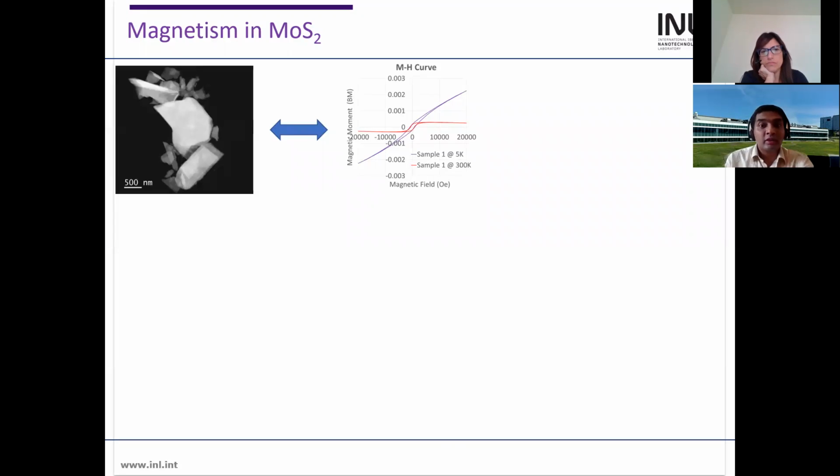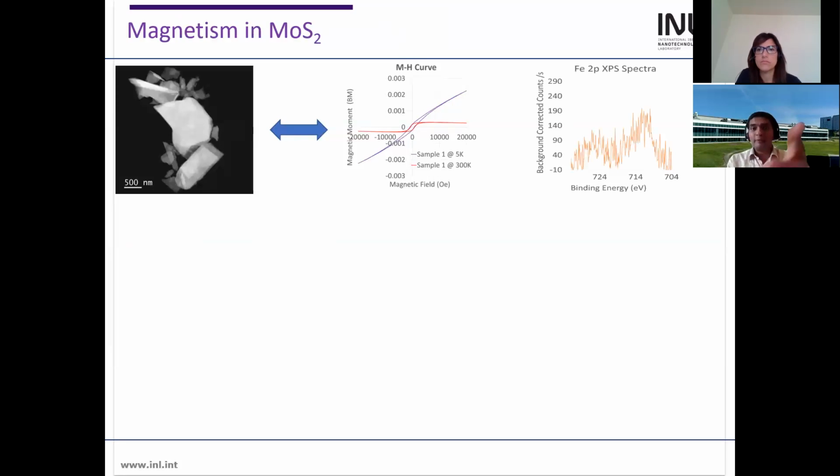And this is showing the MH curve, or the magnetic hysteresis loop, that we measured for the sample at different temperatures. And we clearly see that it has ferromagnetic properties even at room temperature. This work was done in collaboration with Manolo in the nanoscience nanomedicine group. Then I went on to probe further as to why that is happening.